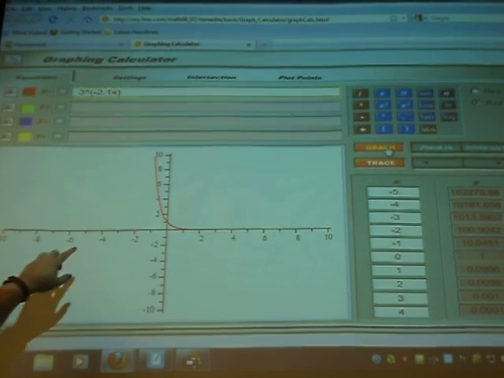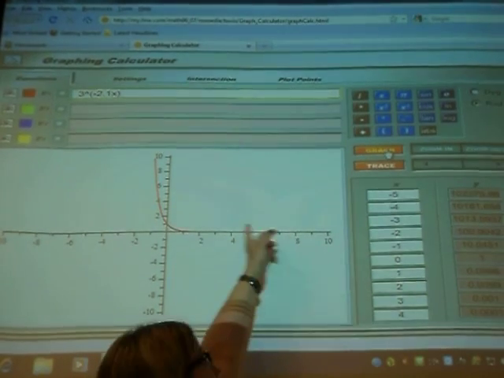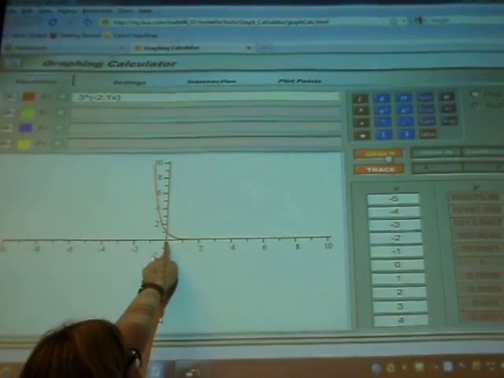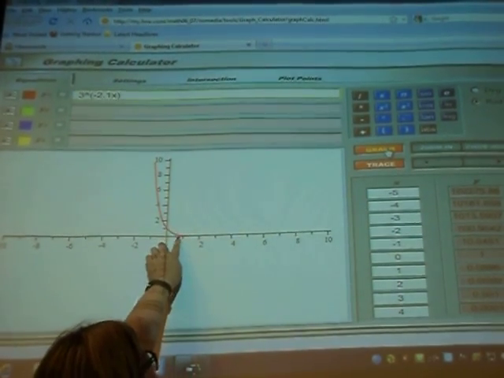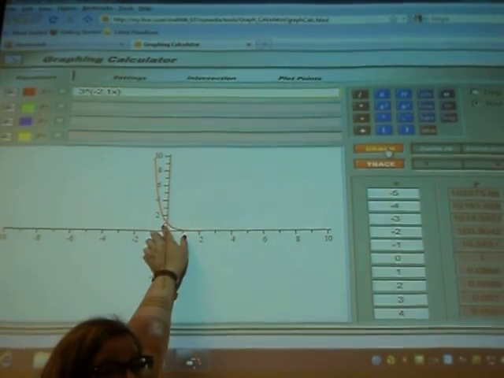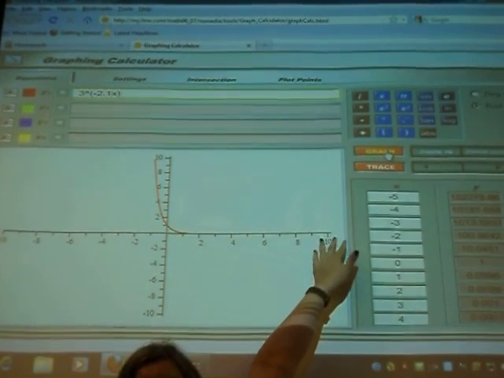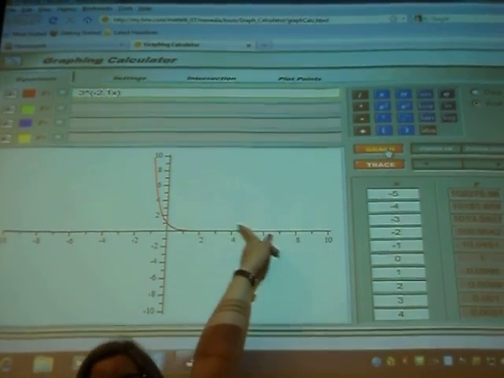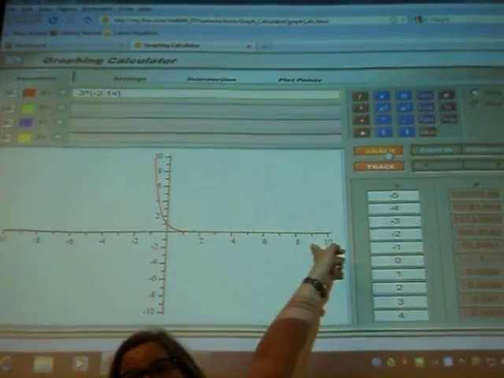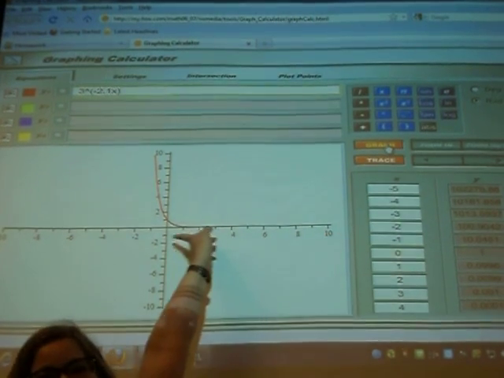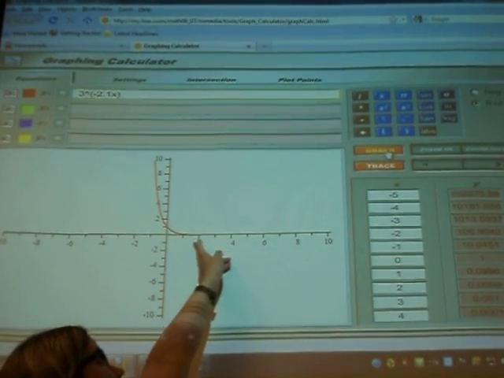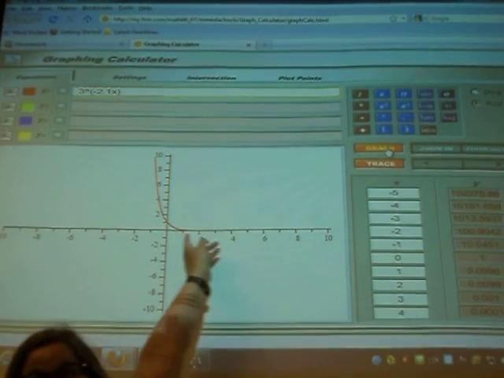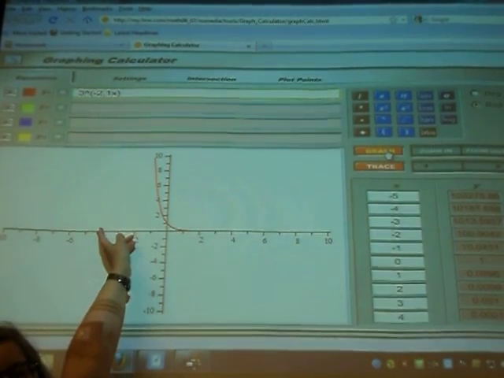Okay, so I can tell this is decay because as my x values get bigger, my y values are getting smaller. It looks like I'm just sort of running into the x-axis here. It's not actually hitting the x-axis, it's just really, really close to it. What's the word for that when I get really, really close to the x-axis? Horizontal asymptote, exactly. So this has a horizontal asymptote at the x-axis.